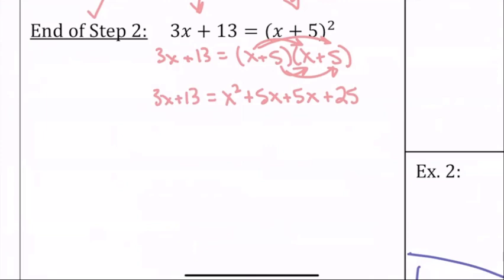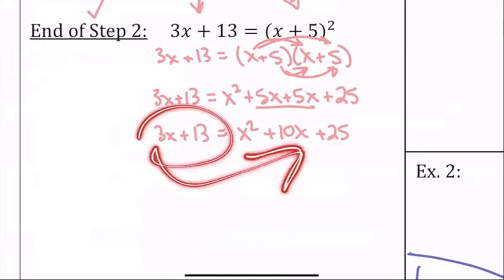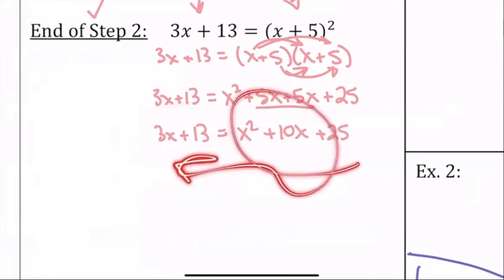Here, I just remultiplied x plus 5 times x plus 5. I'm just going to simplify it down, combine my like terms, and that gets me to here. And then the rest of step 3 says get everything to one side so you can factor. We have 2 terms over here and 3 terms over here, so it'd make more sense to move these over here because it's less work.